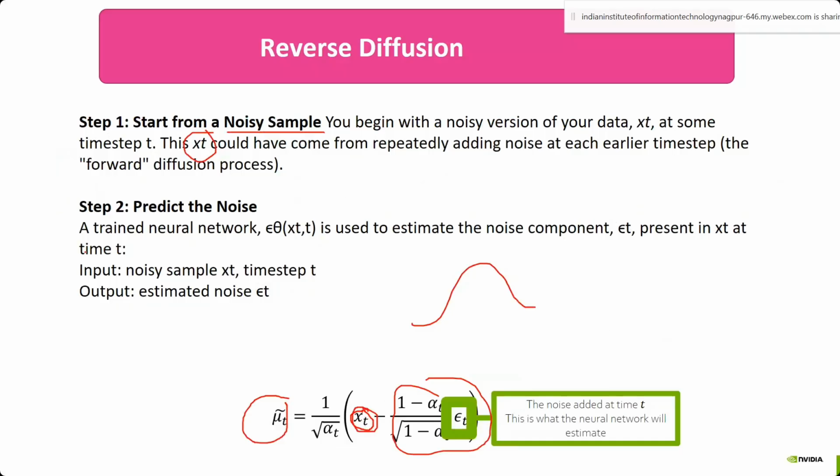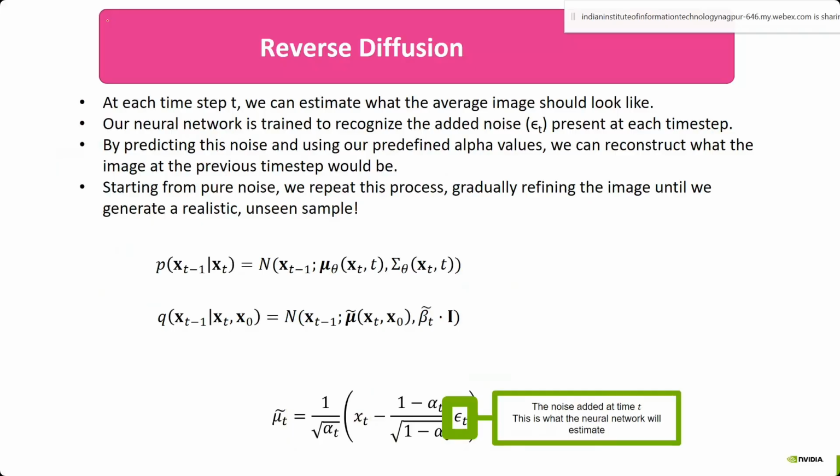What you are trying to subtract: a trained neural network, epsilon theta of xt, is used to estimate the noise component epsilon t. So the noise added at time t, this is what the neural network will estimate. This is the predicted noise, and then you multiply it with the square root of 1 minus alpha bar. In that way you get the sample just before this time step, if we subtract some amount of noise from that image. So this is how your reverse diffusion process will look.